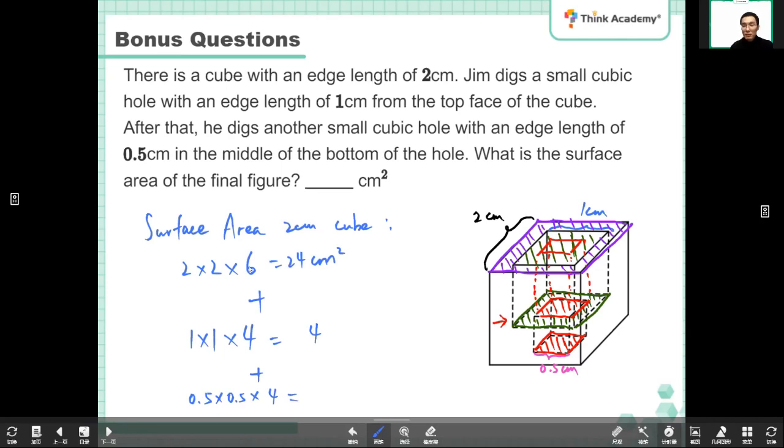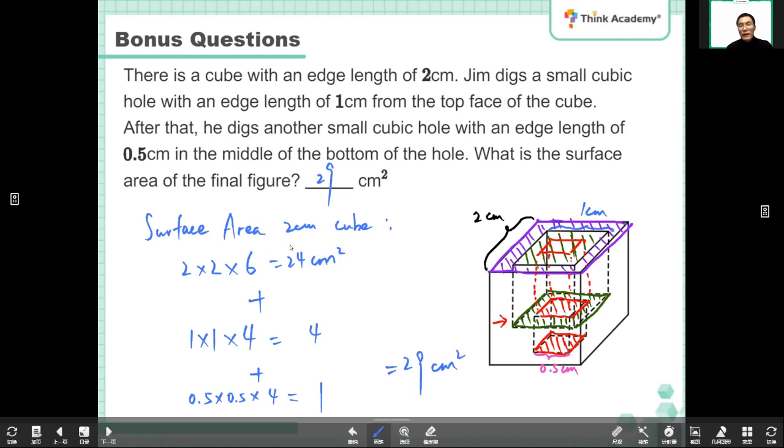0.5 times 0.5 is 0.25, and 0.25 times 4, this is also a number pair. Be familiar with it. 4 times 25 is 100, and for 0.25, we just divide 100 by 100, which gives us 1. So 24 plus 4 plus 1 will be 29. So the answer is 29 square centimeters.